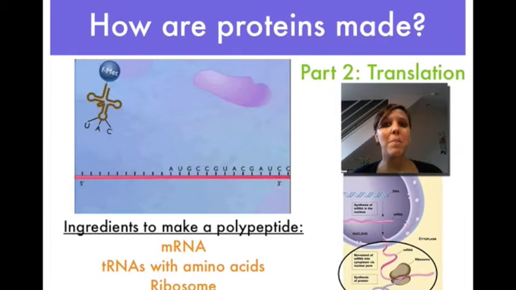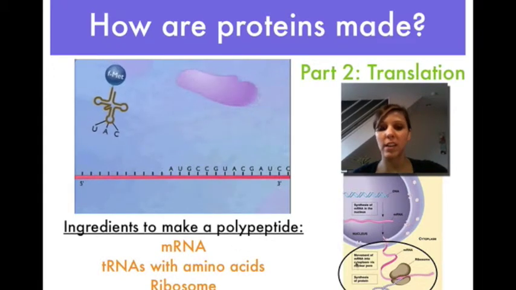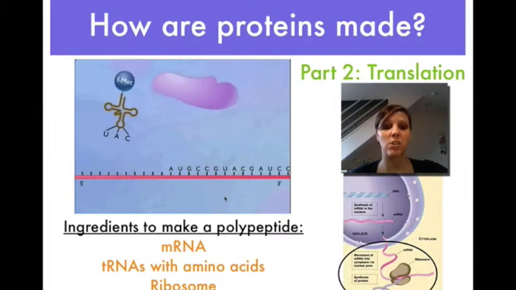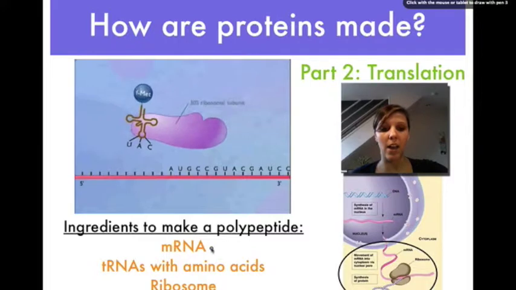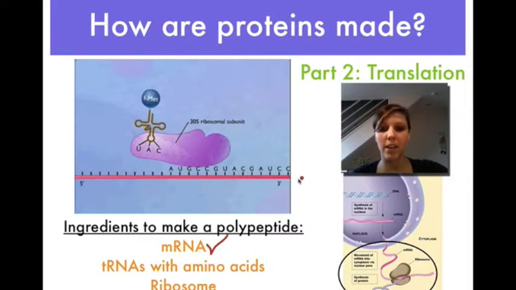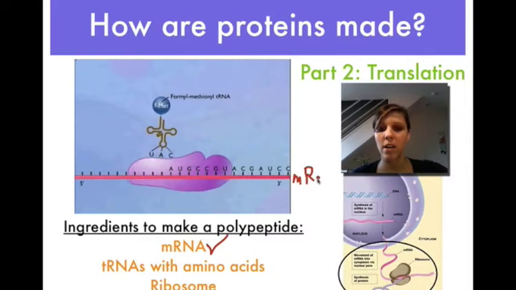So once we have that message in mRNA, we're going to have the mRNA leave the nucleus and find these things that are assembling in the video. So we have the mRNA already. It's right here, mRNA.